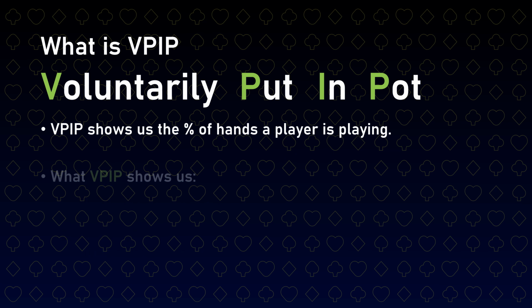We can now have a look at what the actual stats show us. VPIP is based on a percentage where 0% would mean a player has not played any hands, as they have not put any money into any pot voluntarily. On the opposite end of the spectrum, if a player's VPIP is 100%, then they have played every pot as they have put money into every pot.